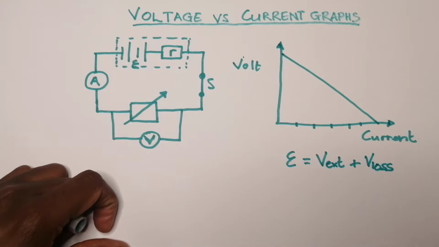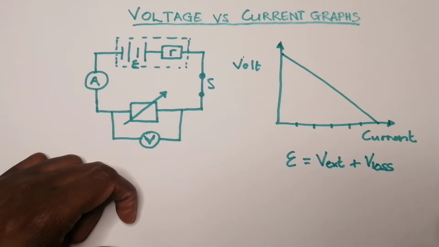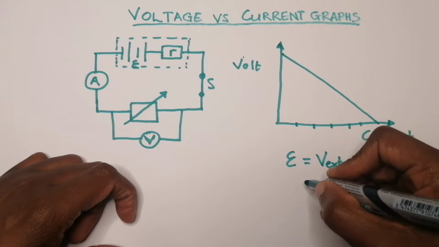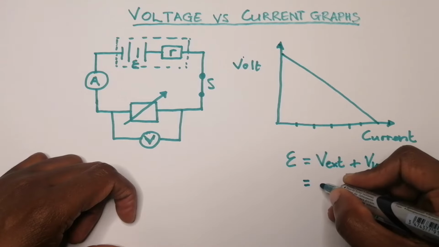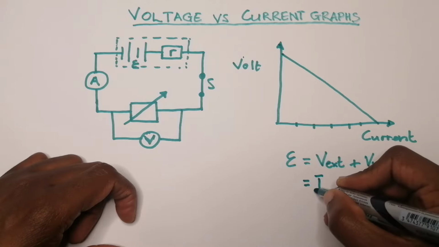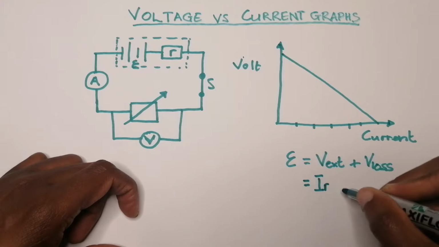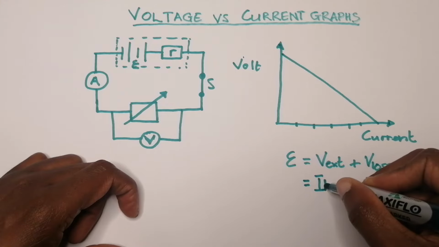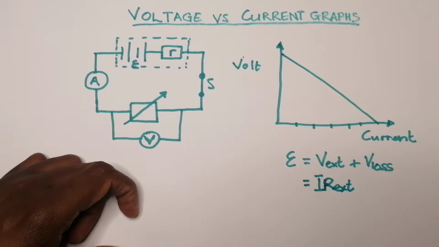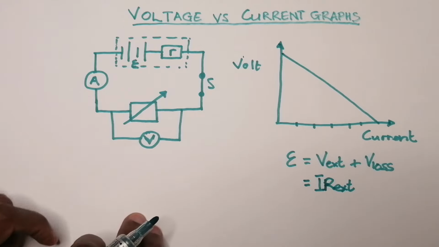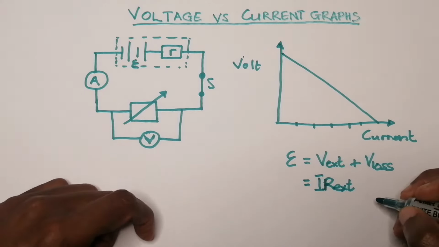If you haven't watched our previous videos on circuits, please do so, so that you can understand what we are doing now. We basically broke this down and said, we know what V external is. It's I total, the total current that is passing through a circuit, multiplied by R external. So that would be the resistance of this rheostat.